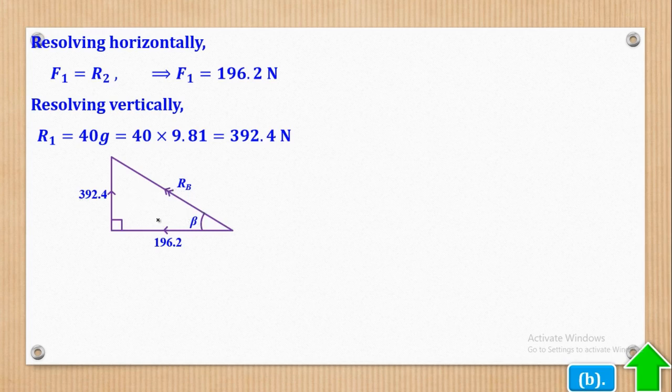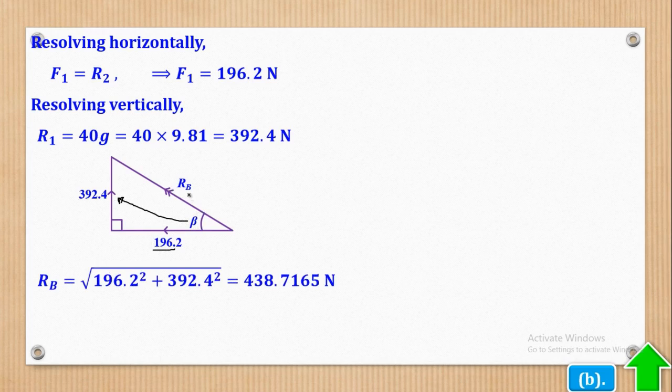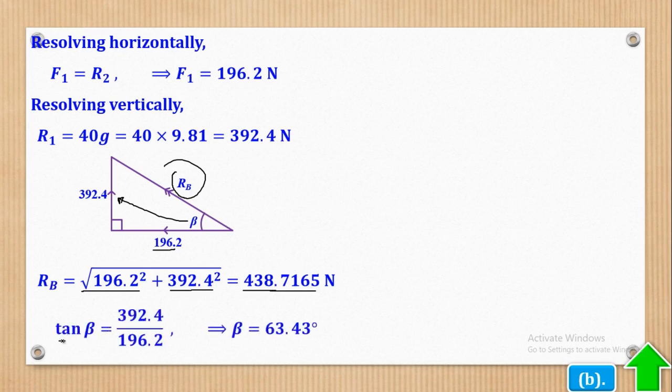Therefore, with this angle, I have this opposite and this adjacent, so I can use tan to get the direction. But before I get tan, let me first get the magnitude. For magnitude, I'll use Pythagoras theorem, which will be the square root of 196.2 squared plus 392.4 squared to give me 438.7165 newtons. Then when I use SOHCAHTOA, I realize that tan beta is equal to opposite over adjacent, which will give me beta as 63.43.